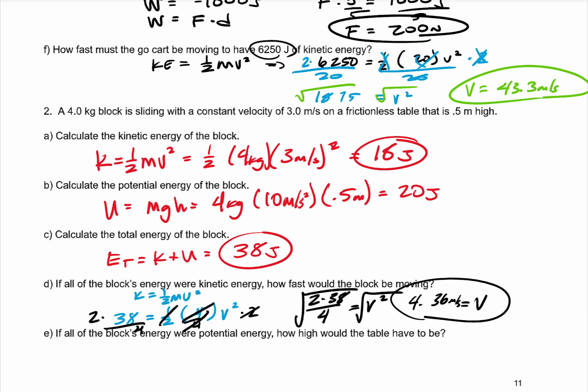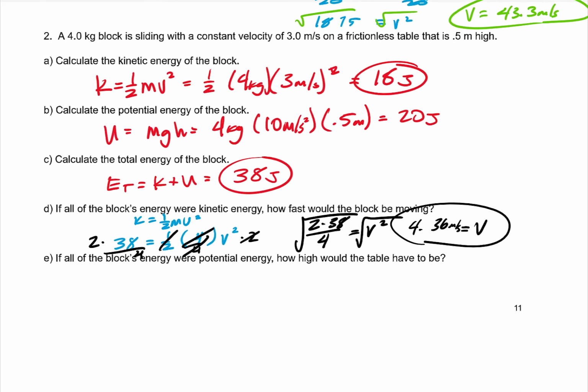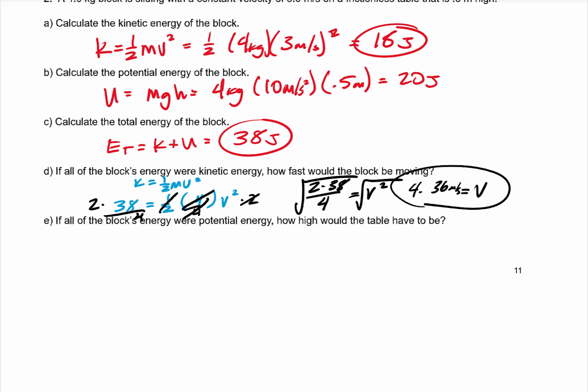If all the block's energy were potential energy, how high would the table have to be? Potential energy I know is mgh, so if all of the energy, all 38 joules were potential, 4 times 10 times the height, we divide both sides by 40, and that height would have to be 0.95 meters.